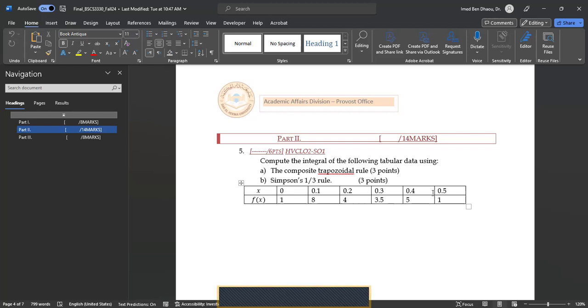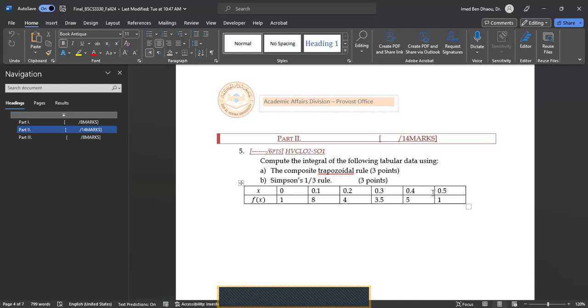Okay, so is the distribution of the points fair? Yes, the point distribution of 3 points for the trapezoidal rule and 3 points for Simpson's 1/3 rule seems fair, since both require a similar level of understanding and computation.